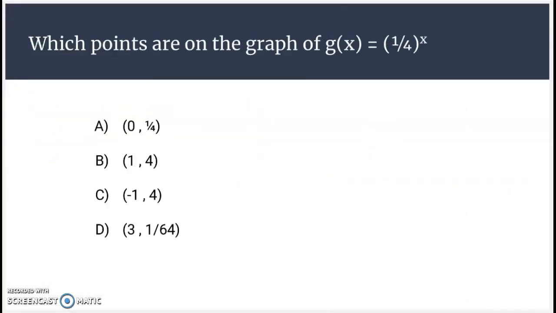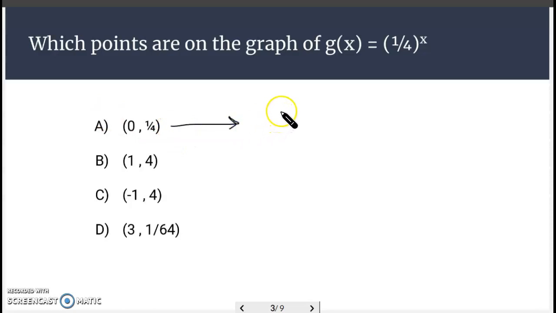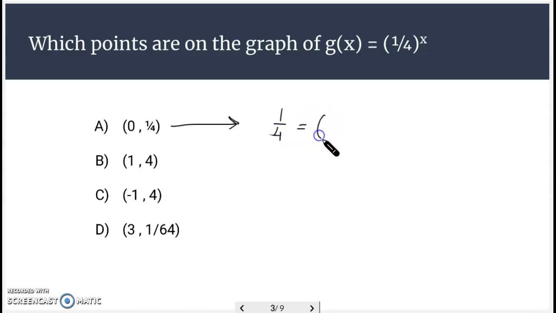Okay, let's look at another one here. Alright, it says which points are on the graph of g of x equals 1/4 to the power of x. Well, we can go through and test each one and just see if it's a true statement. So the y value is g of x, and then 1/4 to the power of 0. If you raise something to the power of 0, that equals 1. So this is like saying 1/4 is equal to 1, and that's not true. A is definitely not it.